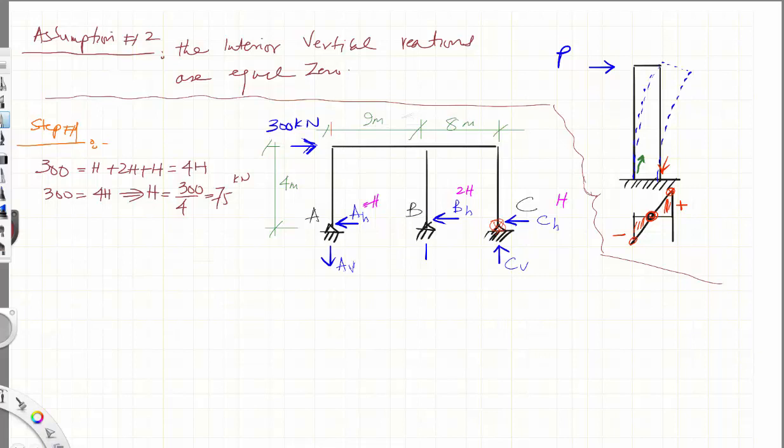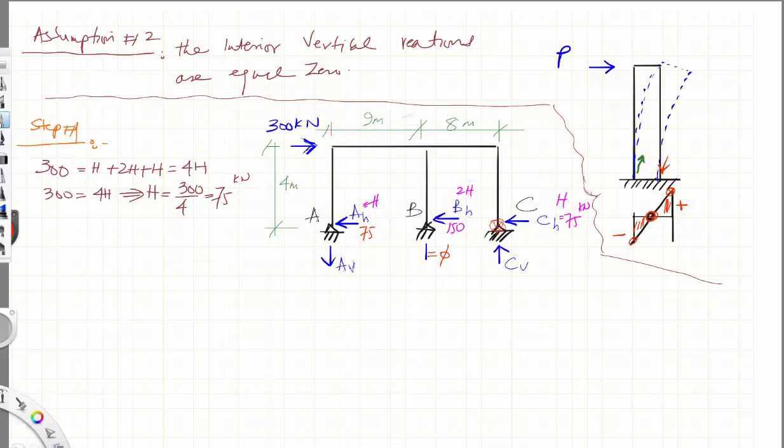So I can update these values. This is equal to 75, this is equal to 150, and this is equal to 75 kilonewton. Okay, so now if we would like to calculate the vertical, because of assumption number 2, this is equal to 0.